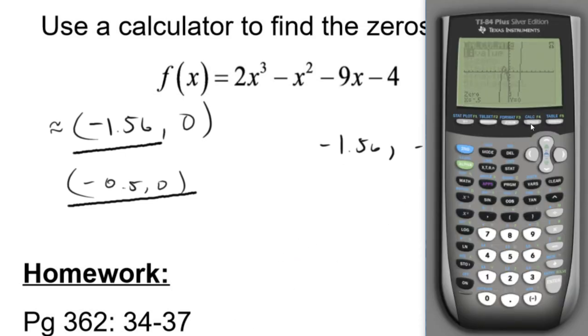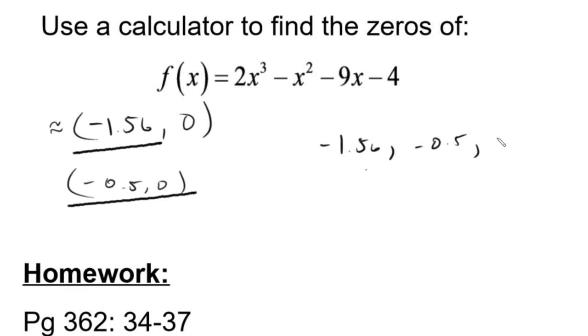And next, second trace, go to zero. This time I want to find that one, so I'm already way to the left of it. Then I'm going to move. All right, there, I'm to the right of it now. You can see my cursor right there, and it's at 2.56-ish. So those are my zeros.